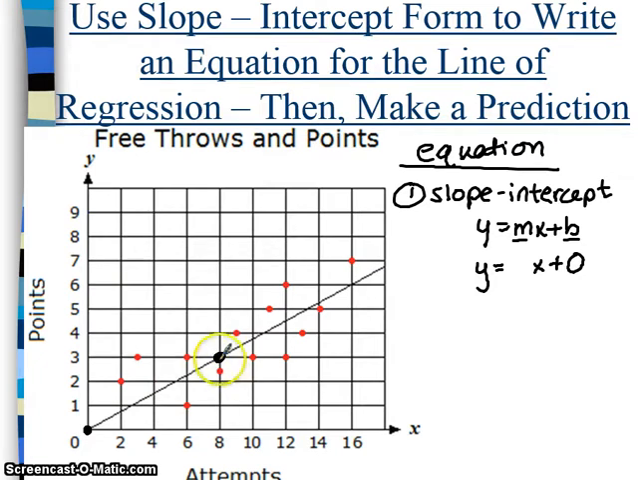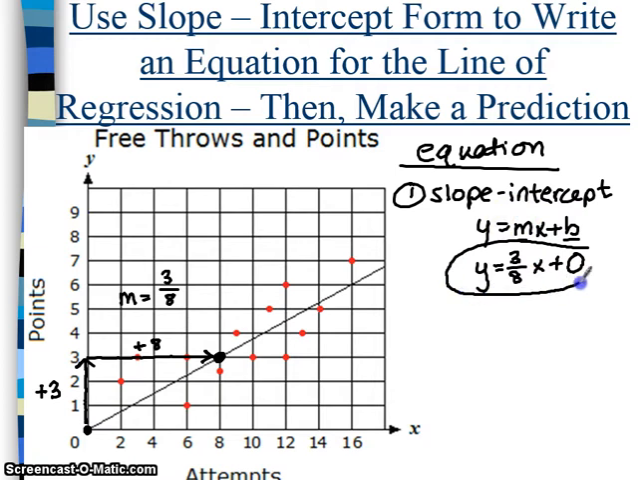at 8, 3. Now, I'm going to use rise over run to calculate the slope between these 2 points. Well, if I wanted to go between these 2 points, I'd have to rise 3 and run 8, so my slope is 3 over 8. So I'm going to put that where the m is. So our equation is y equals 3/8 x plus 0, or y equals 3/8 x.